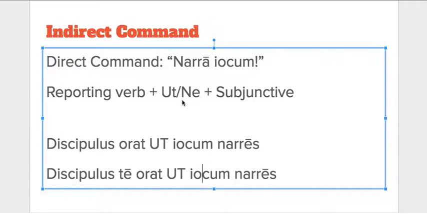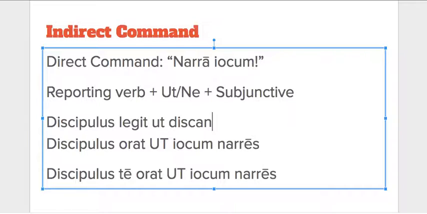Okay? What is the other usage of the subjunctive that uses ut or ne plus the subjunctive? We've learned one other. It's a good opportunity for retrieval. So if you want to, before we finish off our understanding of indirect command, let's pause for a moment and try and remember what that other usage is. The other usage is purpose clauses. Remember? I could say the student discipulus legit ut discant, so that, in order to learn, the student reads in order to learn.